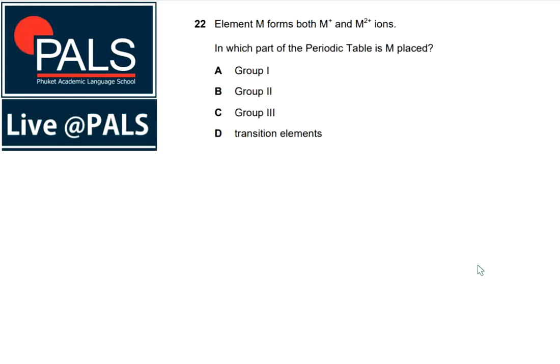Element M forms both M+ and M2+ ions. In which part of the periodic table is M placed? Of course, we all know that this should be part of the transition elements. The correct answer is letter B.